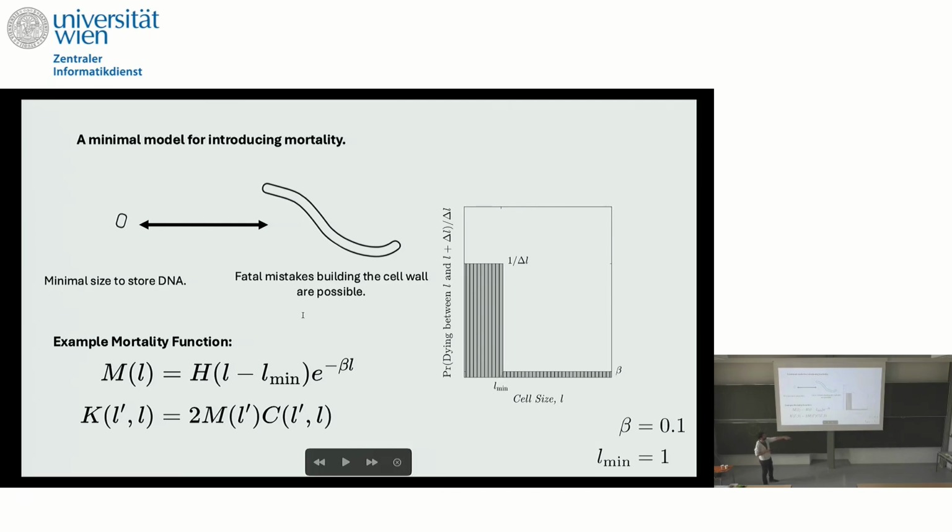Going the other direction, I'm essentially assuming that you have this constant, like every increment of volume that you add, you have this potential risk of death. So you could imagine you might make a mistake building your membrane or something like that. And how that gets incorporated is pretty straightforward. Just throwing it into my kernel.